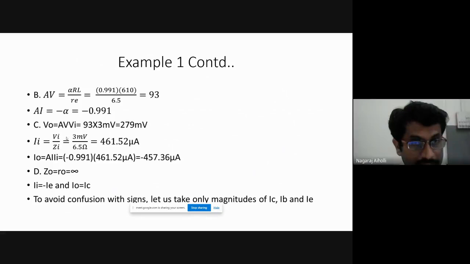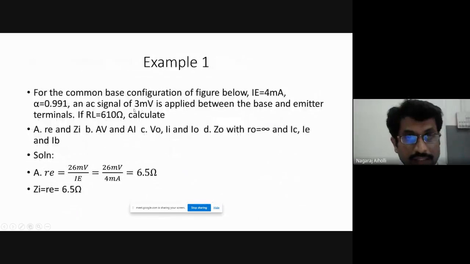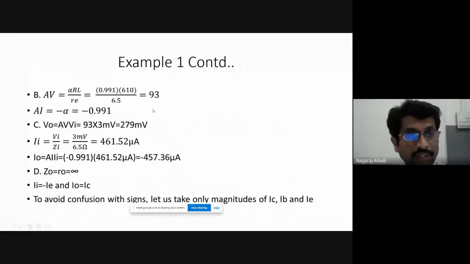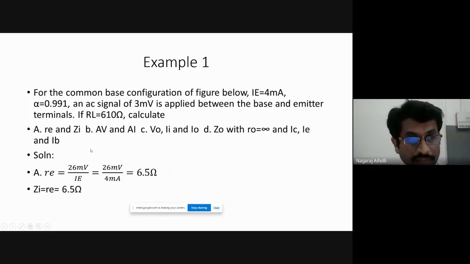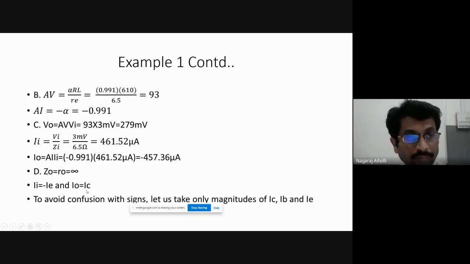Here we are calculating II is VI by ZI. The input voltage is given as 3 millivolt, divided by ZI. ZI we have calculated, that is 6.5 ohms. ZI is nothing but RE, which is 26 millivolt by IE, already calculated. Therefore, 3 millivolt divided by 6.5 ohms comes out to 461.52 microampere.